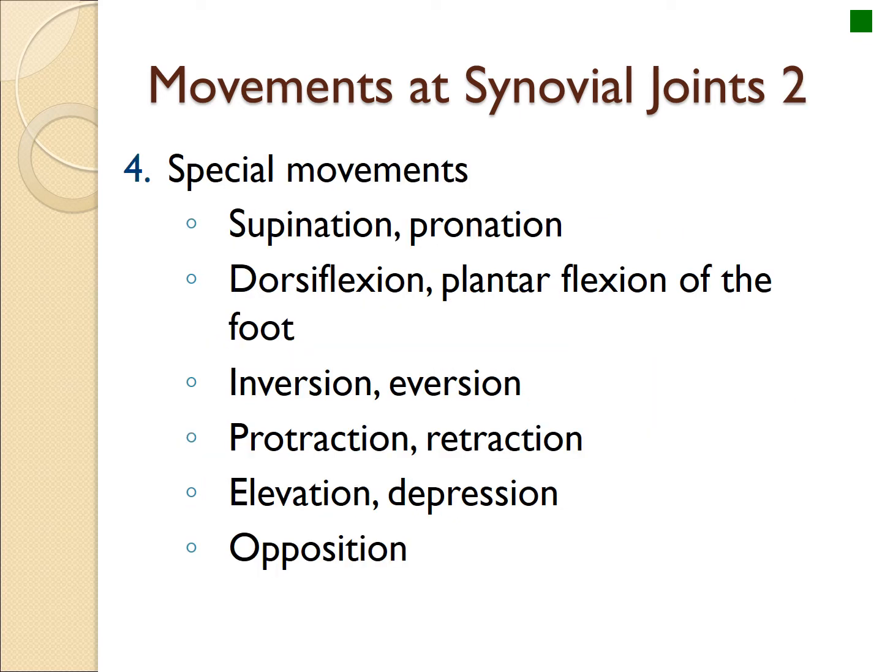Okay, and these are what are called special movements. These are very unique joints that are limited to one particular body part or a couple of particular body parts. So we're going to have what's called supination and pronation. We're going to see this is typically found in the hand. The foot doesn't do it well.